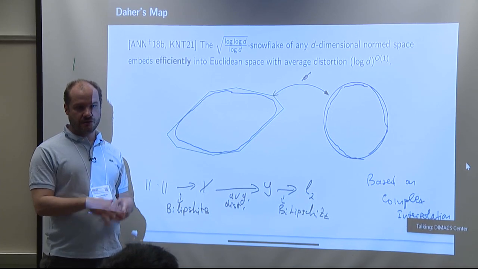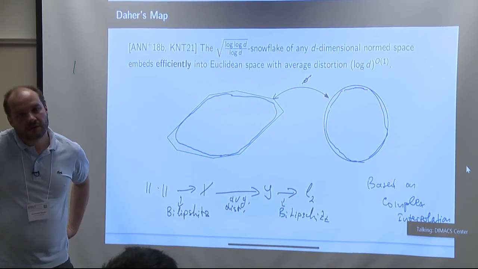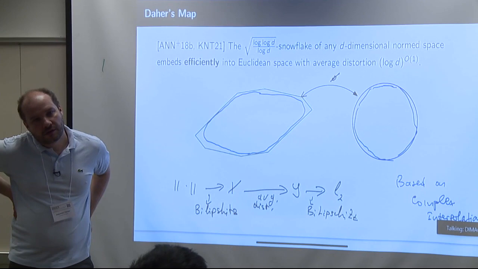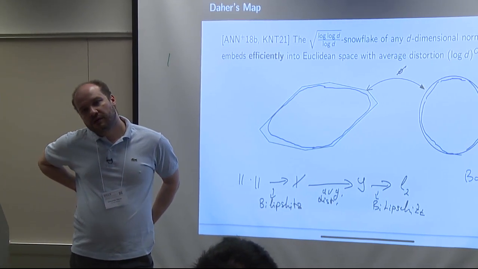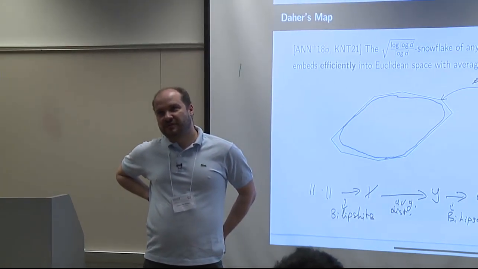So when you said that result about the half snowflake and the root log d uses some duality, do you mean you're going to the algebraic dual of the vector space, or is it another duality? Good. So I didn't say what duality means.